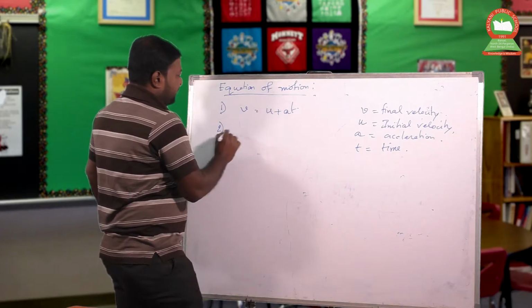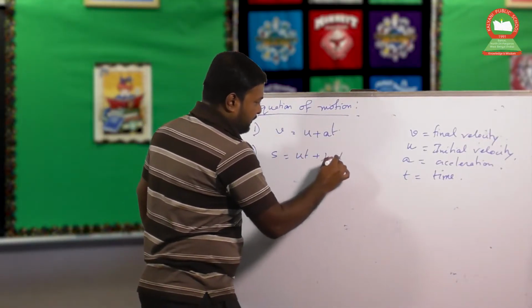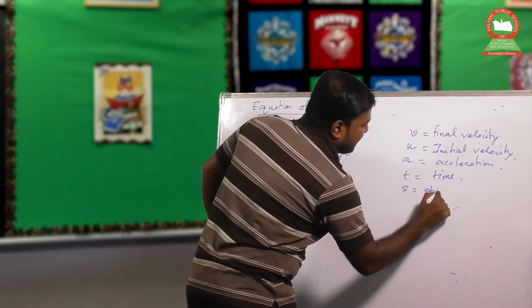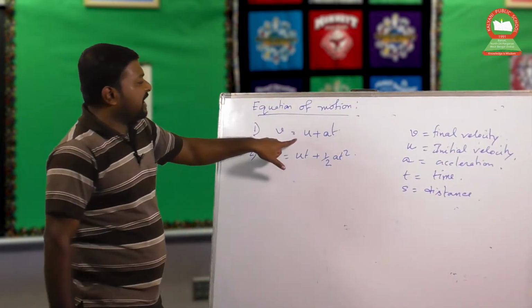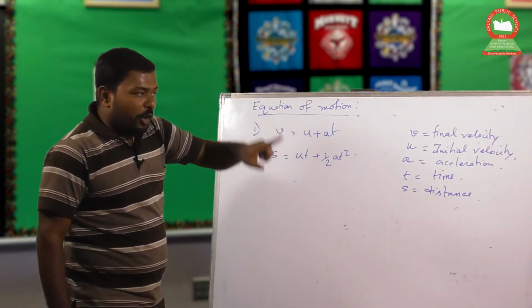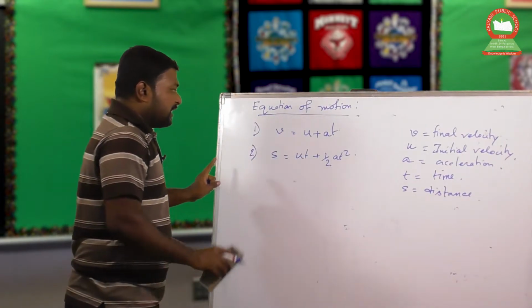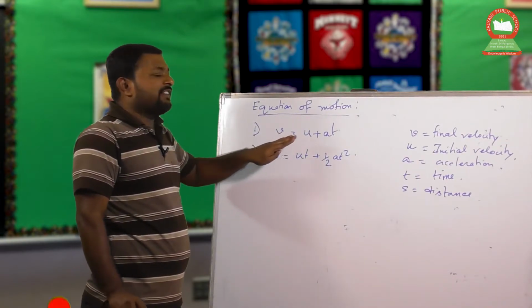Number 2, S equal to UT plus half AT square, where S is the displacement or the distance. Look, those equations are for body having constant acceleration. This is not for the retardation. This is for the accelerated body, not the retarded body.